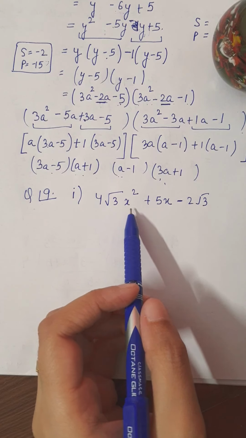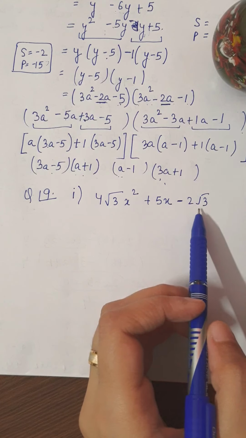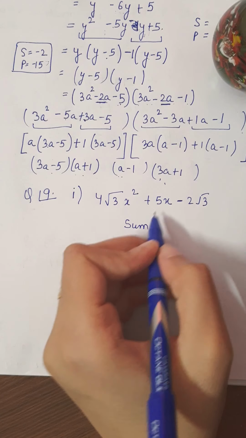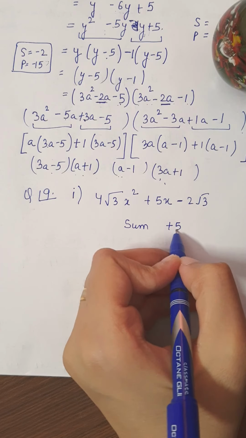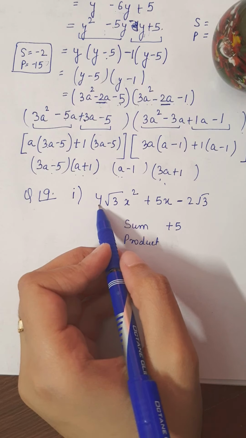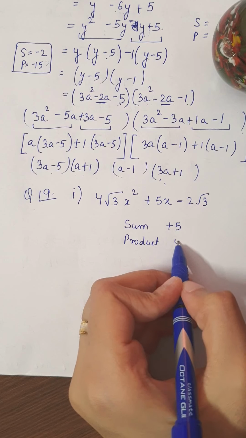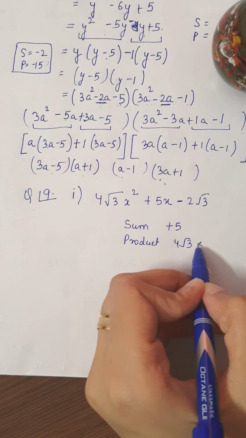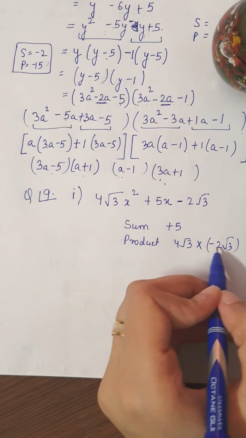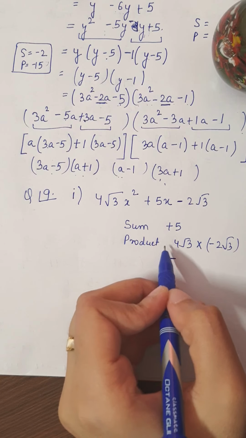Is the question in the standard form? Power 2, 1, constant. Yes. So the sum should be the coefficient of the middle term and the product should be the product of first and last, that is 4 root 3 into minus 2 root 3. First of all, multiple of these two will give me a minus answer.